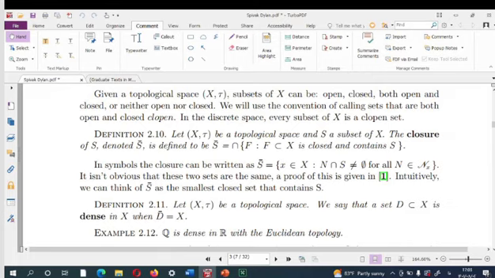Then the closure of S, denoted by S bar, is defined to be this set, the intersection of all closed sets F such that F is a subset of X and contains S. Okay? All closed subsets of X that contain S.